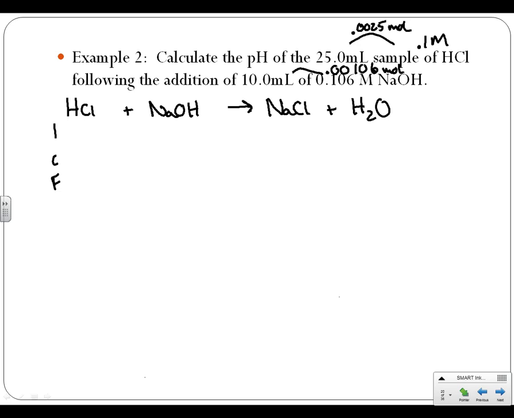So now I'm going to have to change my moles into molarity, moles per liter. So I'm going to have to divide my moles by the total volume. The total volume is 35 milliliters. So I divide each one of my moles by 0.035. This gives me a new molarity of my hydrochloric acid and a new molarity of my base.